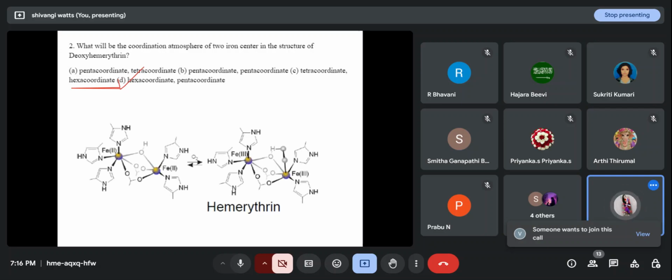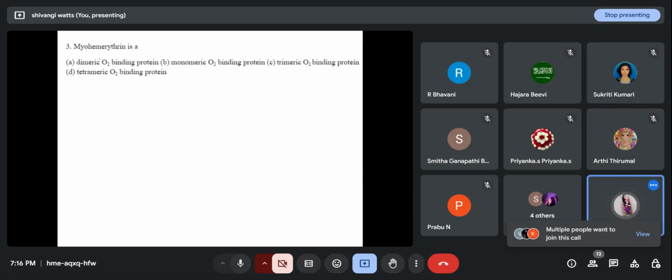As I showed, this is the deoxy. In deoxy, 1, 2, 3, 4, 5, this is hexacoordinate, and here 1, 2, 3, 4, 5, this is pentacoordinate. If they ask about oxyhemerythrin, then what is the coordination sphere of oxyhemerythrin? Hexacoordinate, hexacoordinate. Yes. Then it will be hexacoordinate. Okay, nice. So we will move to the next question.